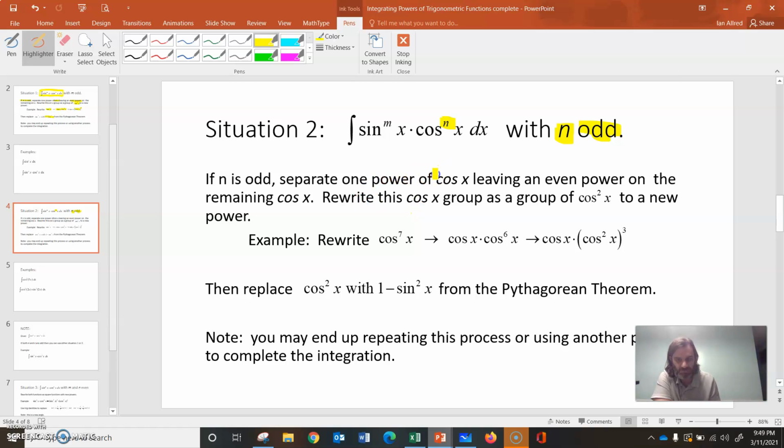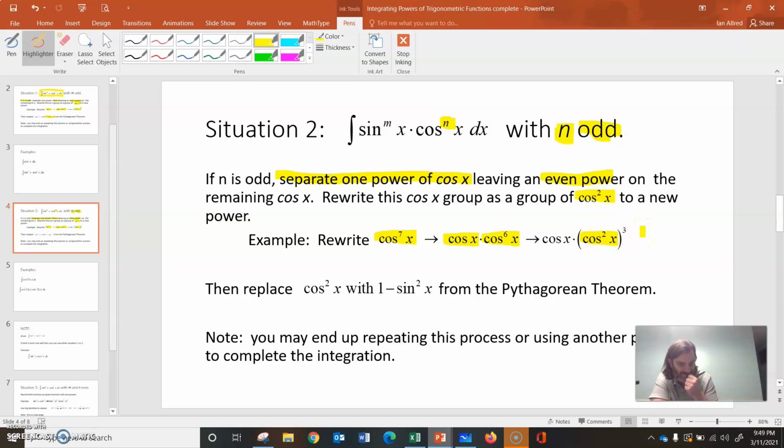So if we have an odd number of cosines, we're going to separate one cosine out. Then the remaining will be an even power, and we'll change those to a power on cosine squared. So again, looking down here, I've got cosine to the 7th. I'll pull one cosine out, leaving cosine to the 6th. Then I'll change that cosine to the 6th as cosine squared cubed.